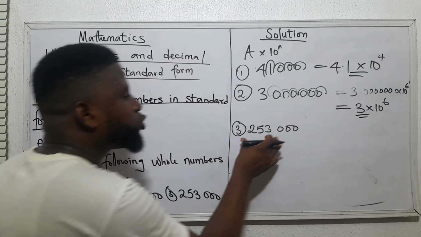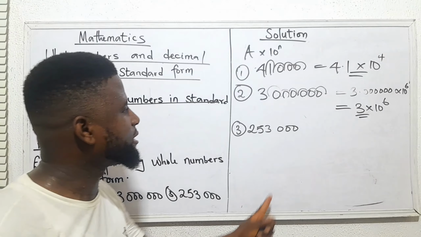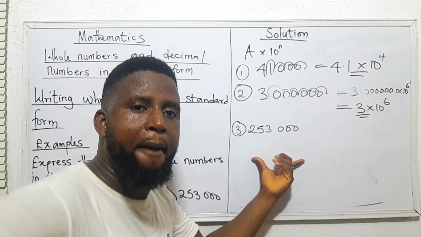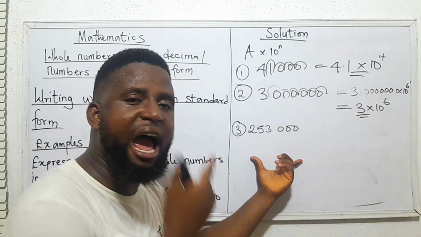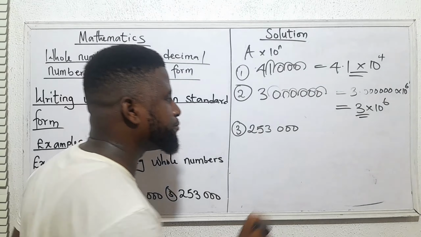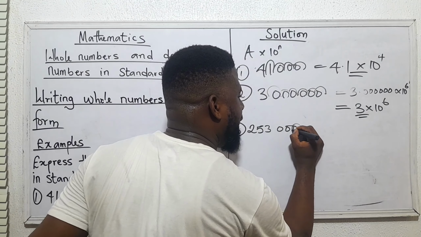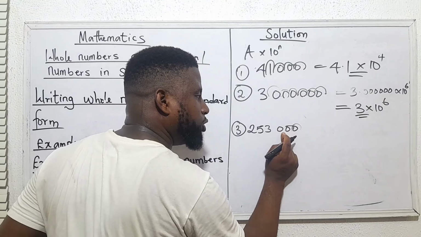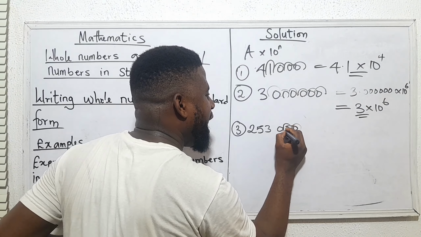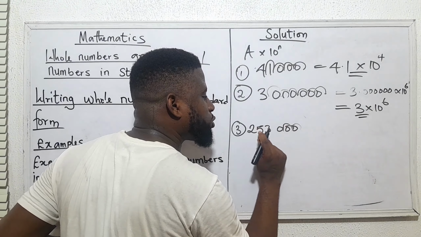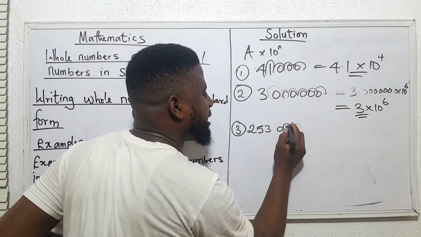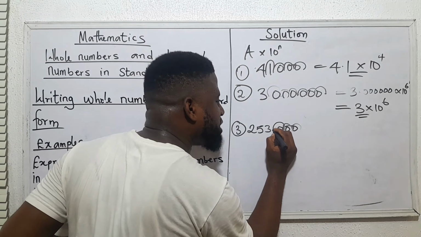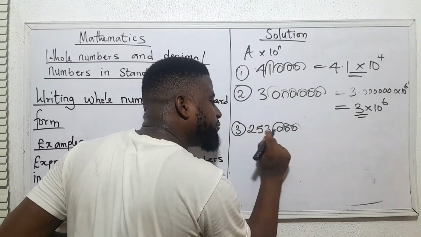253,000. To write 253,000 in standard form is to divide 253,000 by 10 until I arrive at a number less than 10. Now, if I divide one time, I shift backward one time, I have 25,300. It's still greater than 10. I shift one more time, I have 2,530. It is still greater than 10. If I shift one more time, the decimal point shifts to this point, I will have 253.